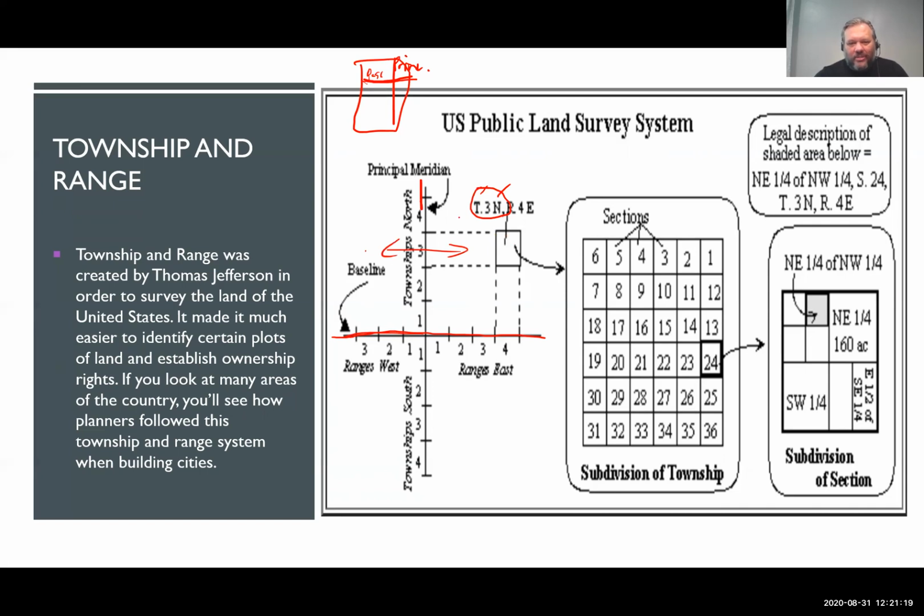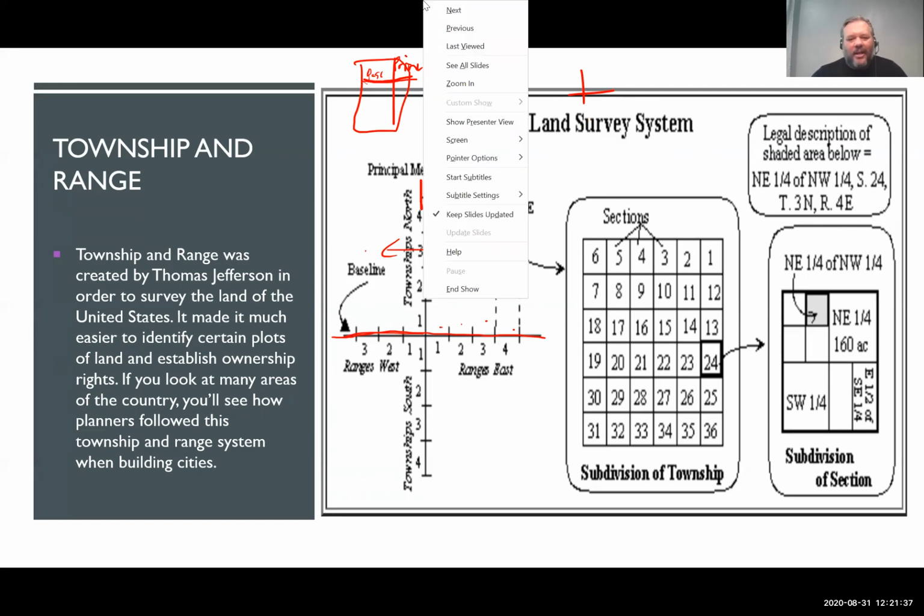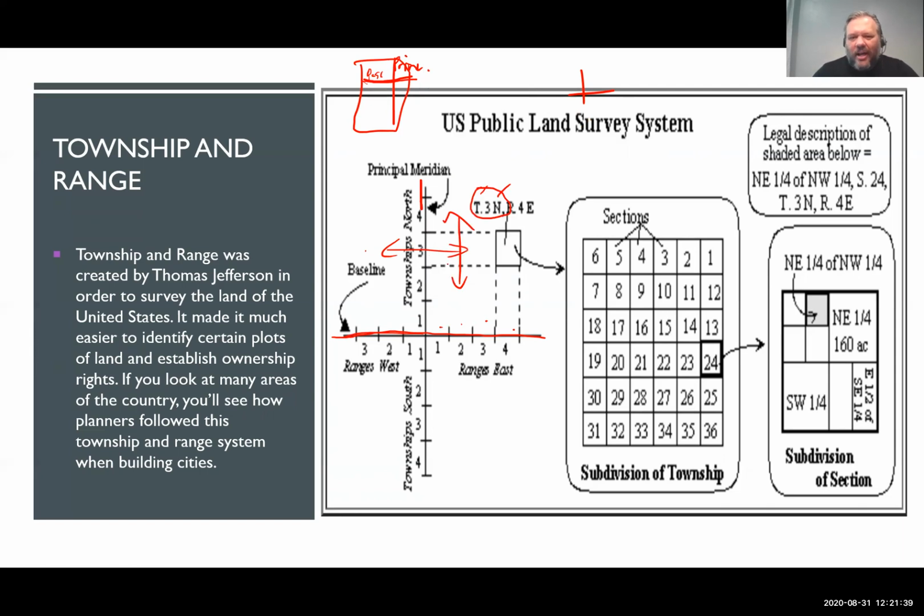And then the range is going this way. We would say, okay, the range is 4 blocks east. So 1, 2, 3, 4. It's just like graphing something out. If I gave you the coordinates X equals 3 and Y equals 4, you could figure this out. Or I said that backwards, it's okay. Anyway, this is how they do it.